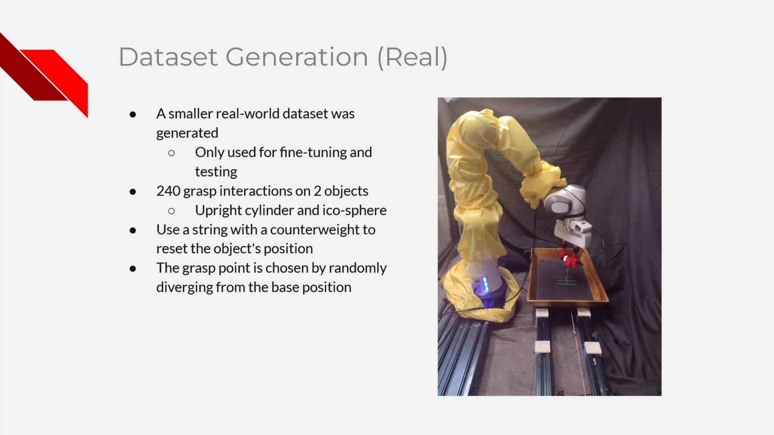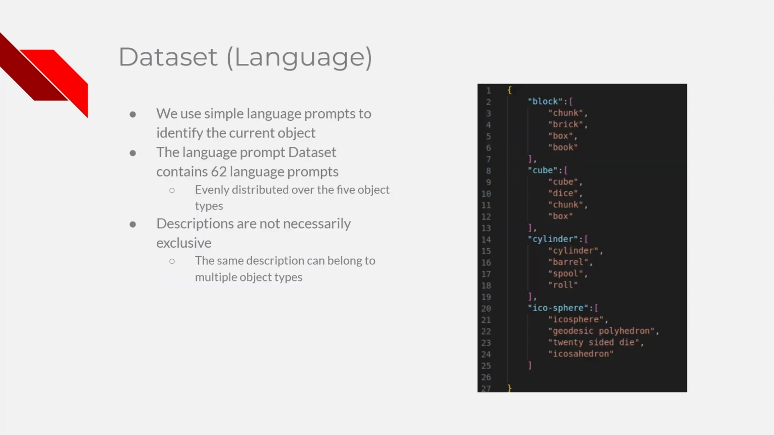The procedure for generating our grasp interactions was generally the same as for the simulated dataset, with the key difference being that the grasp position was not chosen to be a point within the object geometry, but by randomly diverting from a base grasp position. We use a counterweight mechanism attached to the object to reset its position after every grasp, guaranteeing that it remained in the expected spot throughout the data collection process.